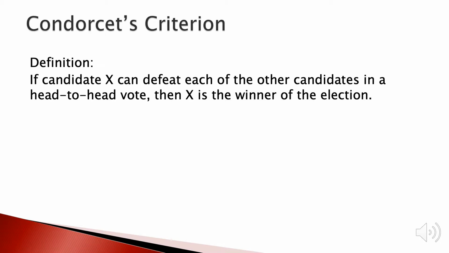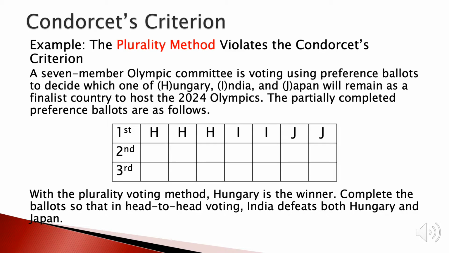Then we introduce the Condorcet criterion. It is defined as: if candidate X can defeat each of the other candidates in a head-to-head vote, then X is the winner of the election. Now, we look at an example showing the plurality method violates the Condorcet criterion. 7 members vote for the selection from countries H, I, and J by the plurality method.